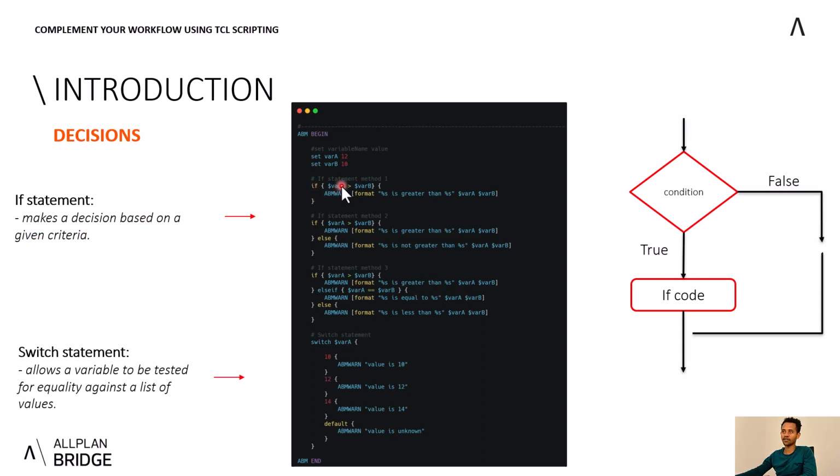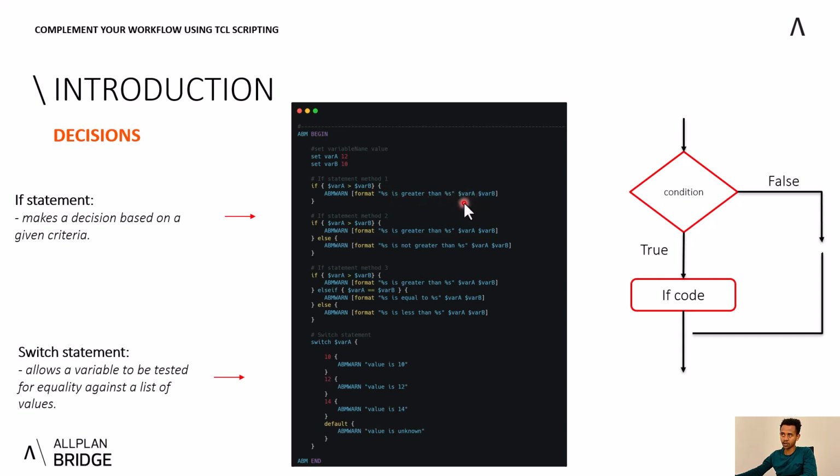For example, we have an if checking whether var a, which is 12, is greater than var b, which is 10. If so, do this. Basically this is ABM warn, so we're putting a warning into the logging. Here you might see it's a bit different. What we're doing is string formatting. We say format, with these placeholders 1, 2, then we write the string that we want to have. For this placeholder, we have var a, the value of var a, not just the name.